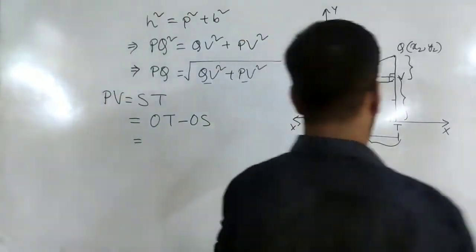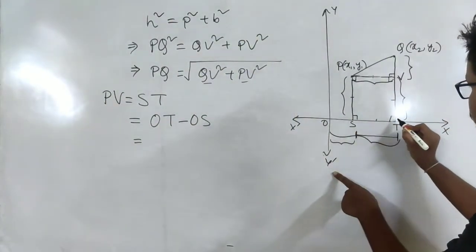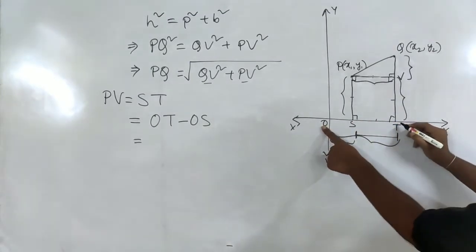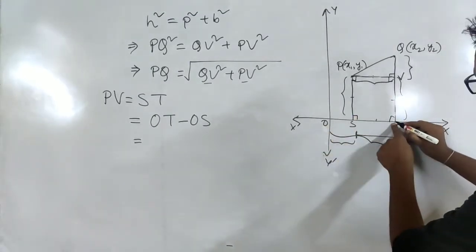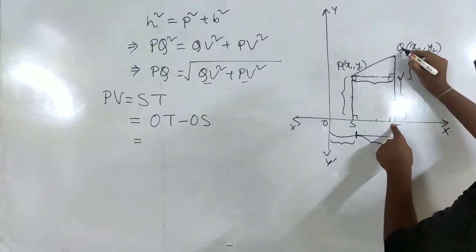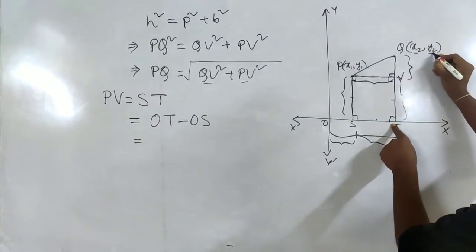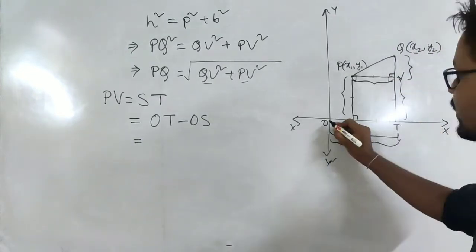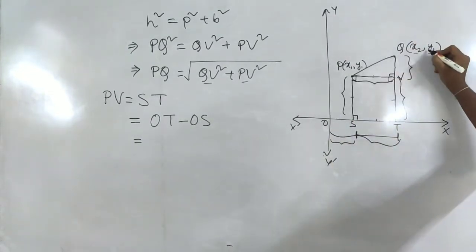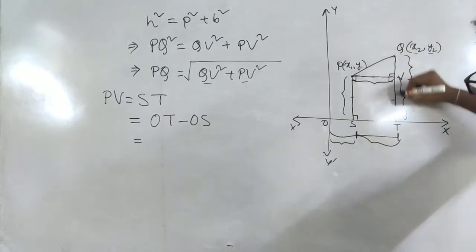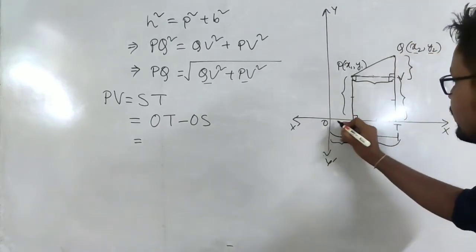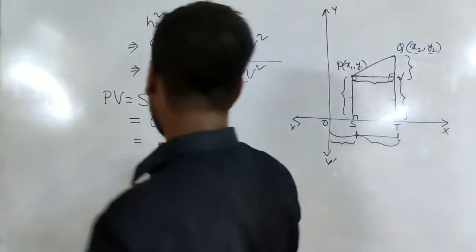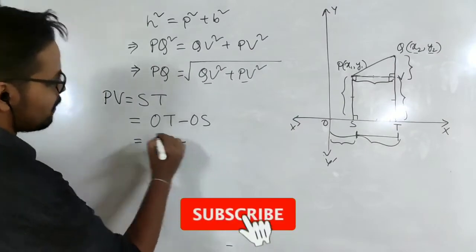What is OT? OT means we start from origin and move to T. Okay? That means we are moving along the x-axis, and then if we go up, we reach Q. Q has a coordinate of x2 and y2. What is x2? x2 means we come to T and then we move up to get x2 and y2. Y2 is this length. But what is x2? x2 is this length. That means OT is x2.